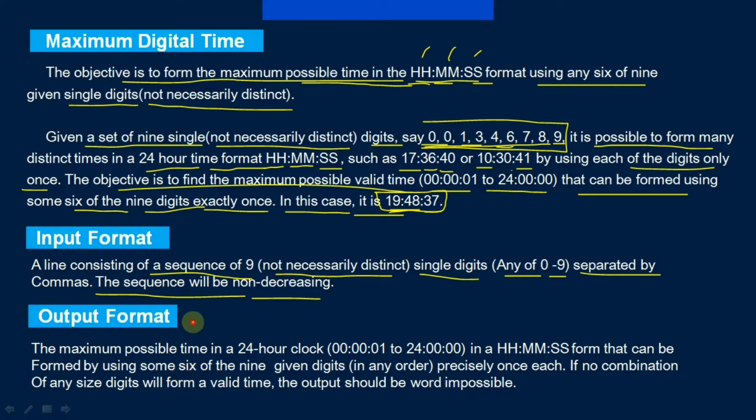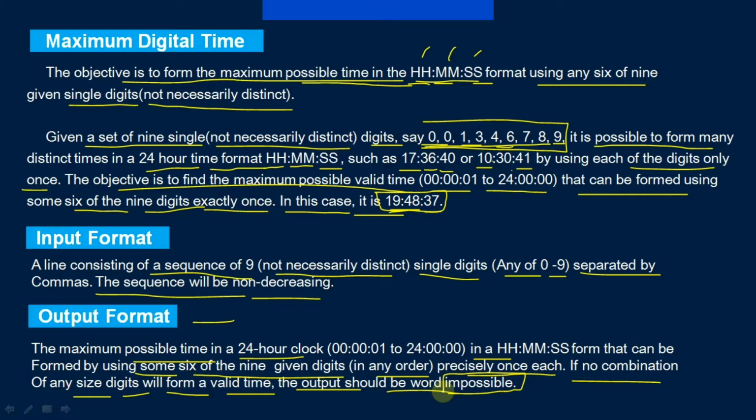And what will be the output format? The maximum possible time in a 24-hour clock in hour, minute and second form, that can be formed by using some 6 of the 9 given digits in any order, precisely once each. If no combination of any 6 digits will form a valid time, the output should be the word impossible. So you have to print impossible also if you are not able to form any time in 24-hour time format. I hope you understood the problem and the simple input and output.